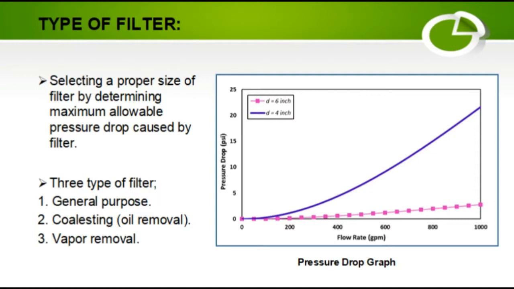There are three types of filter. The first one is general purpose. The second one is coalescing, which is for oil removal. The third one is vapor removal.